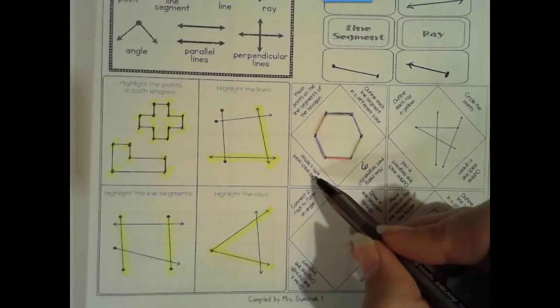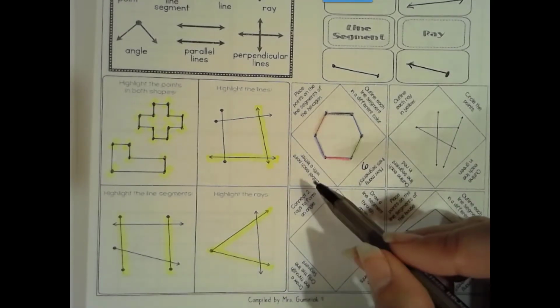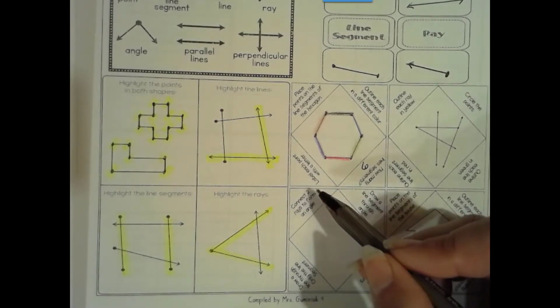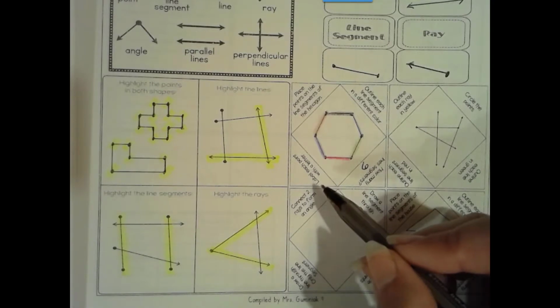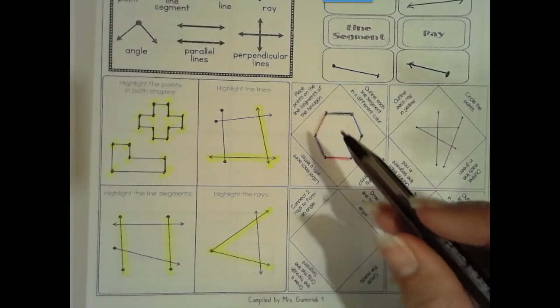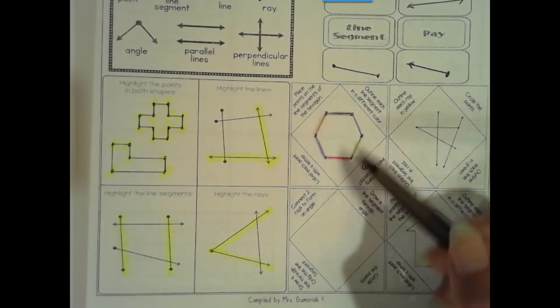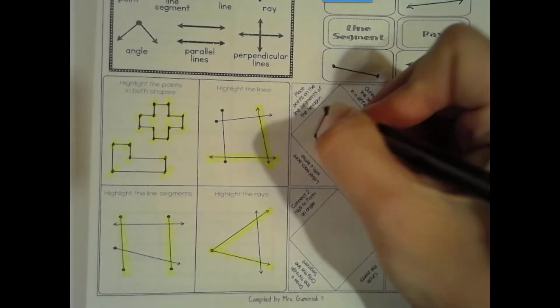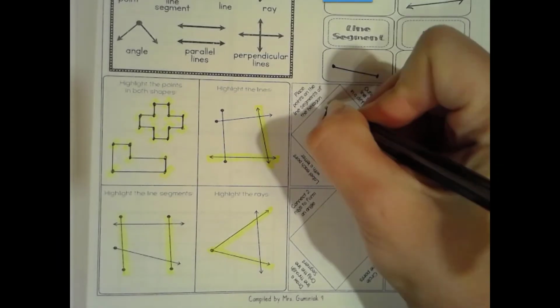Label each point with a letter. Now in geometry, we always use capital letters to label points. When we're solving equations, we use lowercase letters. So capital letters are for points in geometry. Lowercase letters are used to hold the place of a number so that we don't get confused between the two.